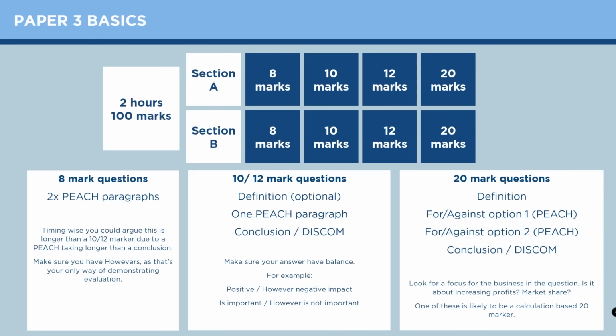10 and 12 markers, 1 PEACH paragraph and then a conclusion. Make sure that however balances your main point. You're on Paper 3. Hopefully you should know that stuff by now. And then the 20 marker, for and against option 1, for and against option 2. Do PEACH paragraphs for each of those, and then the conclusion as well.